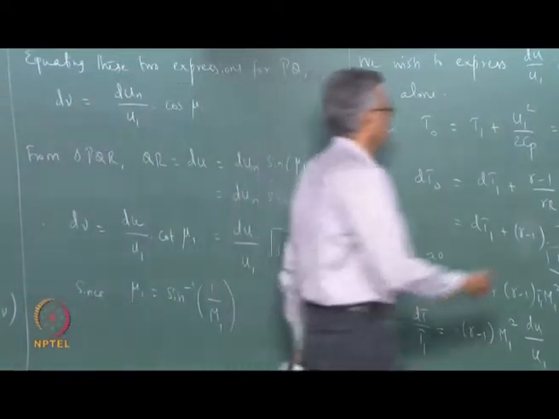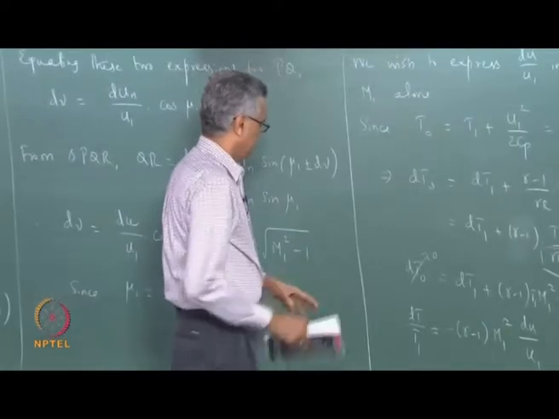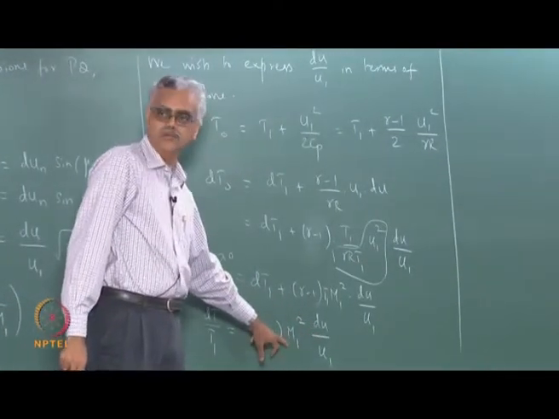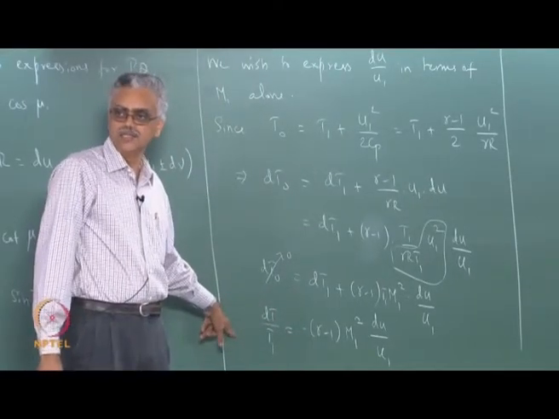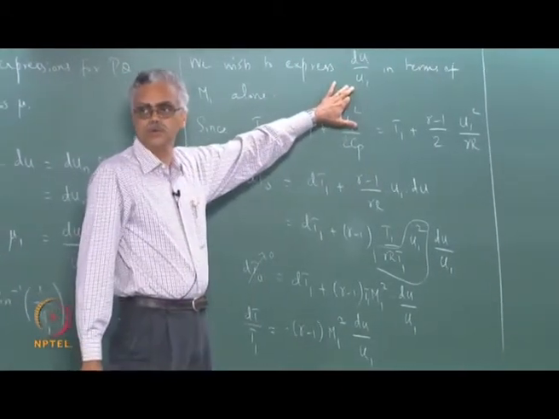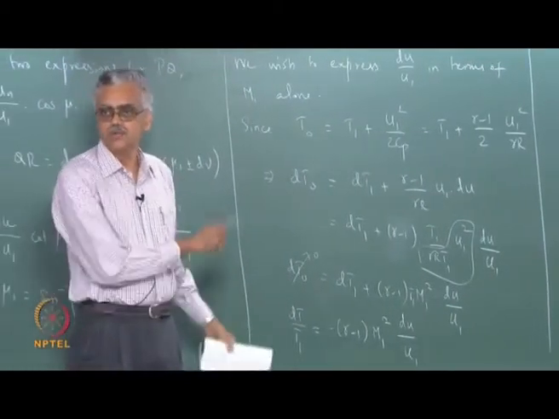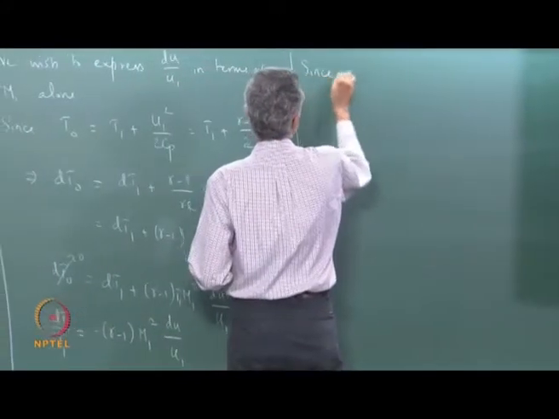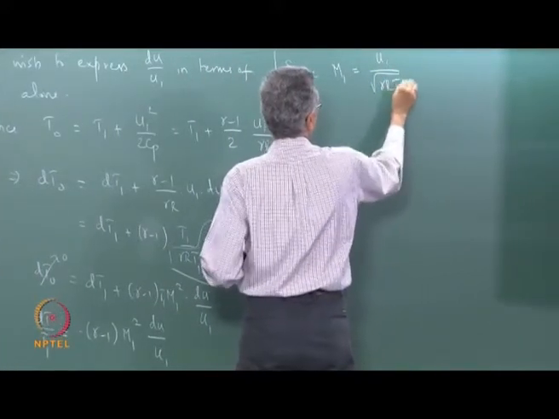That's all right. So what we have ended up doing is we have tried to relate du over u1 to Mach number, but in addition to that we also have a dT over T1. So we need to eliminate this now, because we want a relationship for du over u1 in terms of Mach number alone. So what we will try to do next is use the definition of Mach number to relate this to Mach number alone. The definition of Mach number is M1 is equal to u1 over square root of gamma R T1.